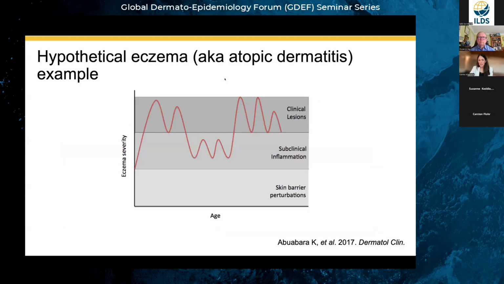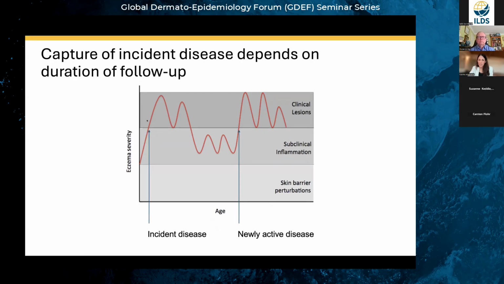There's also the hypothetical example. Let's say this is a patient with eczema. I'm going to use the term eczema and atopic dermatitis interchangeably for now. Let's imagine that this is a hypothetical example looking at severity and age, and just this dark band up here is when the patient has clinically apparent lesions on the skin. And by nature, it's episodic. There may be periods without disease, days, weeks, months, even decades, when they don't have clinically apparent disease. And if you were to measure disease incidence, this would be the true incidence when it passes into clinically apparent disease.